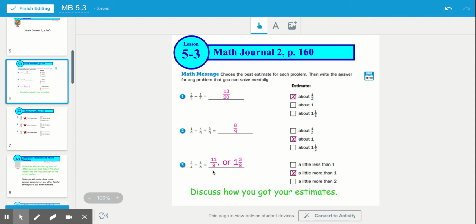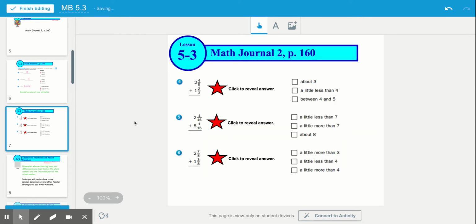And finally, number 3, the estimate is a little bit more than 1. If you added these together, you could get 11/8, because 3/4 can become 6/8, or you can turn this into the mixed number and get 1 3/8. So it's just a little bit more than 1.